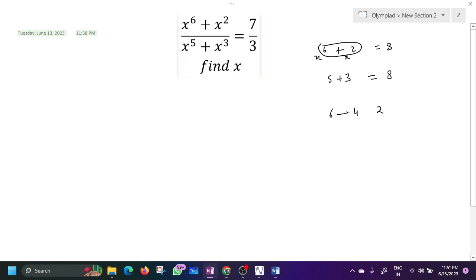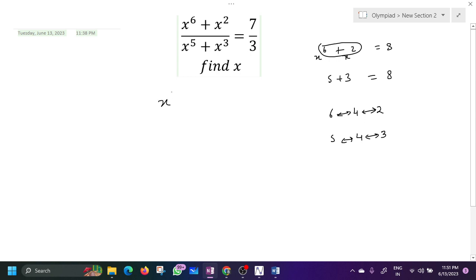So the distance of 6 to 4 is the same as the distance of 4 to 2, and also from 5 to 3, the distance of 4 and 3 is the same as the distance of 5 and 4. So what we are trying to do is divide the whole equation, numerator and denominator, by x to the power 4. So we will get symmetry.